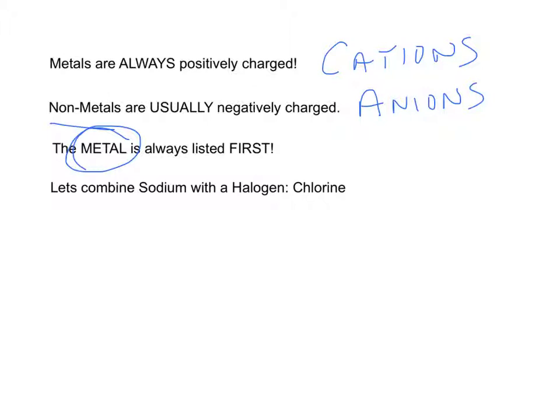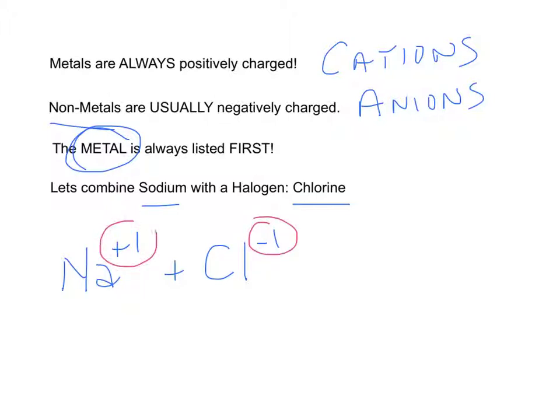Now, let's combine sodium here with the halogen chlorine. We see that sodium is in column 1 and it has a +1 charge. We're going to combine this with chlorine, and chlorine is in column 17 and it has a -1 charge. Now the whole job of bonding here is to make sure that once we have determined the charge of the element, when they are bonded together, these charges must equal 0 when we add them together.